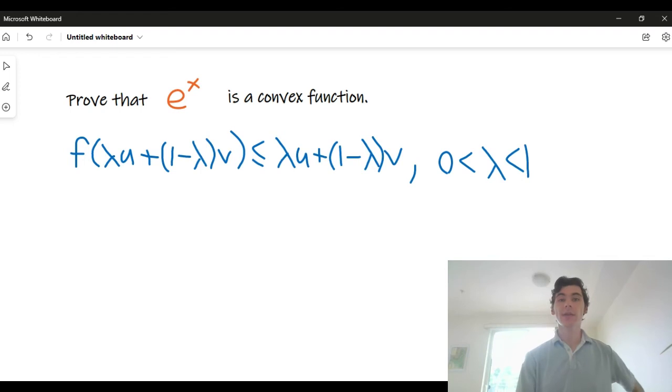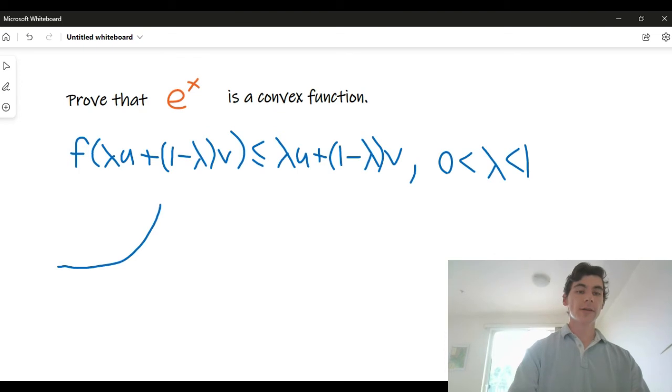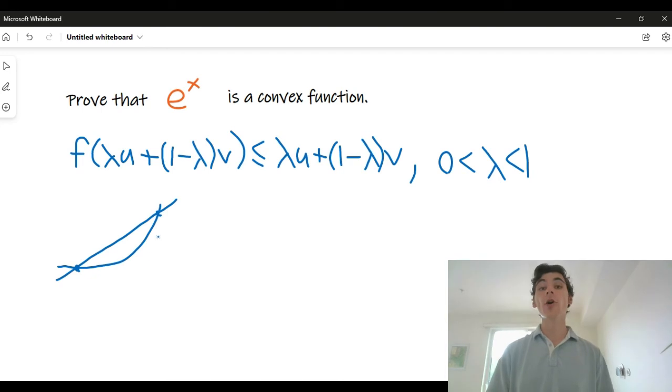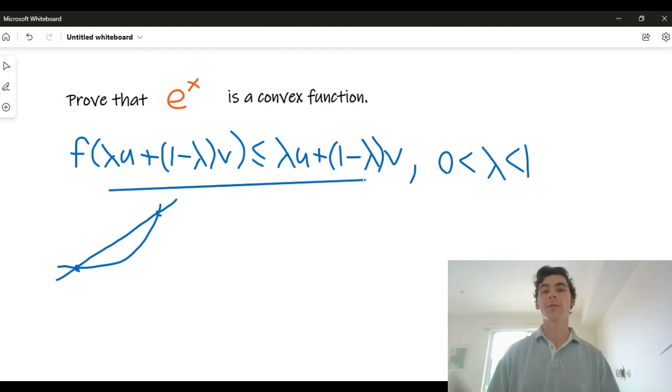So for reasons that you can consider yourself, this basically means that the function is always sitting below its secant line. For example, if I draw the graph of a convex function, it's going to look maybe something like this. And if I draw a secant line between any 2 points, the function is always sitting below this secant line. It turns out that this kind of geometric property is equivalent to this definition right here, or this inequality.